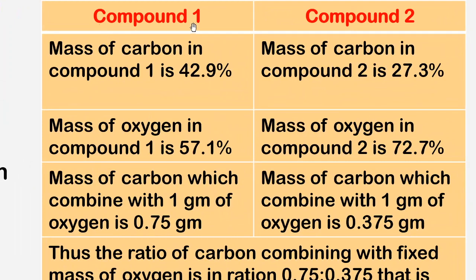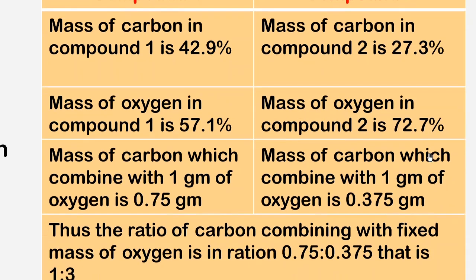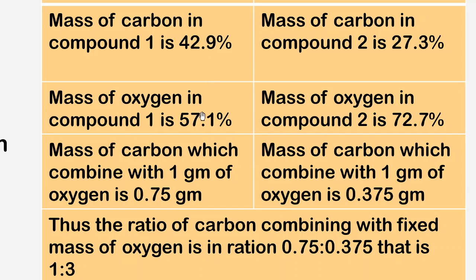So in compound 1, the mass of carbon is 42.9%. You can find out the percent of oxygen in compound 1 by normal subtraction. So 100 minus 42.9, you will get 57.1%. Similarly here, the mass of carbon in compound 2 is 27.3%. You can subtract it from 100, and you will get the mass of oxygen in compound 2 as 72.7%.